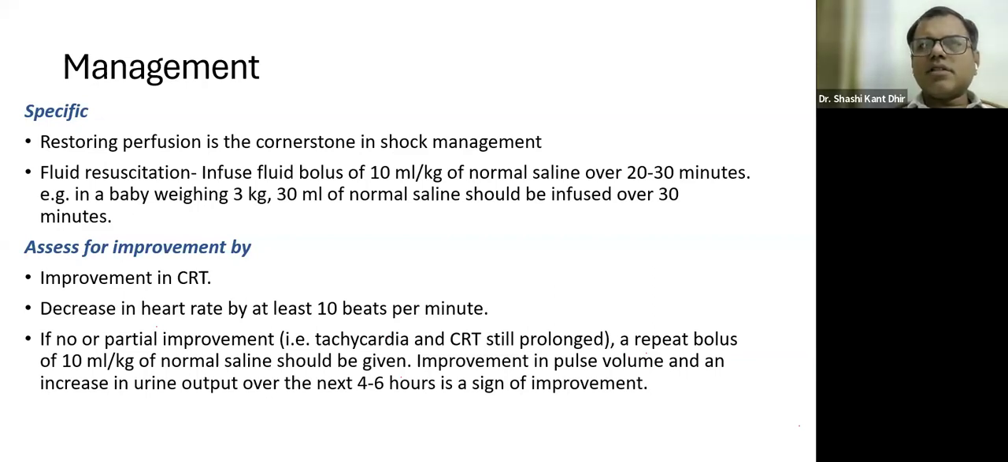We tell our sister that give over 20 minutes. So if you want to set the rate of 20 minutes, then you have to calculate how much fluid will be going in 1 hour. Suppose I'll give you a hypothetical example. So if the baby is 2 kg, you give 10 ml per kg, so we have to give 20 ml of the fluid. This 20 ml has to be given over 20 minutes, right?